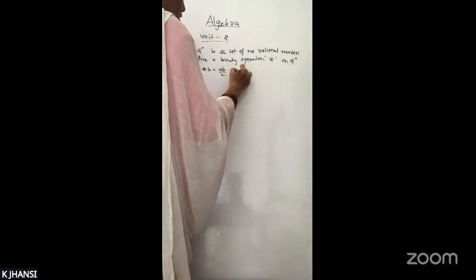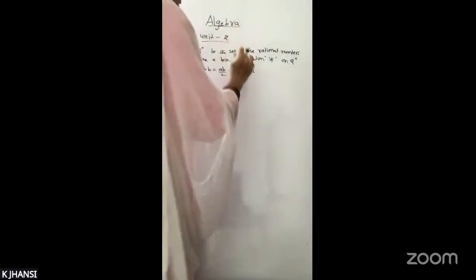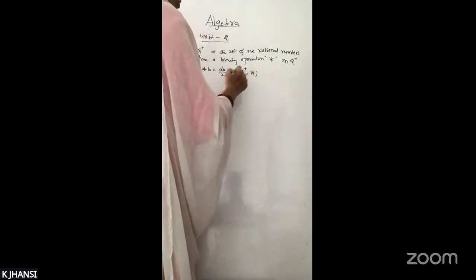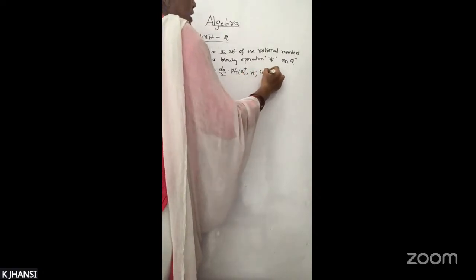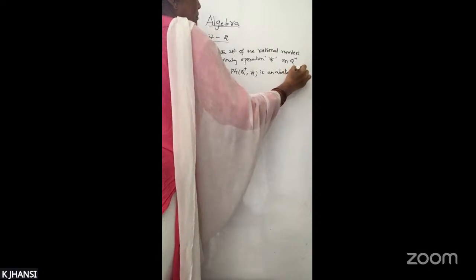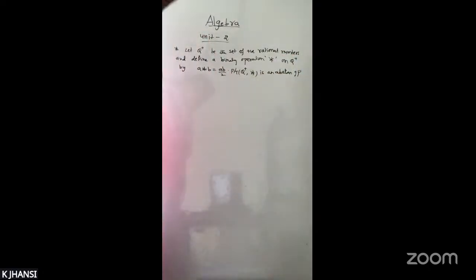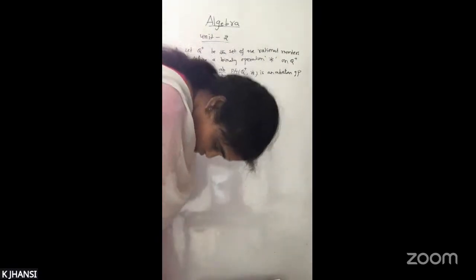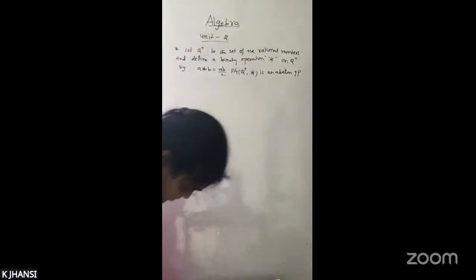Prove that Q plus comma star is an abelian group. What is the operation here? The operation is star. Abelian group means, compulsorily, the commutative property, and all the other 4 properties it has to satisfy.